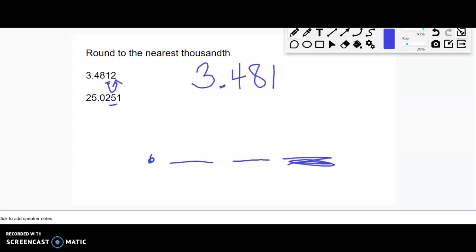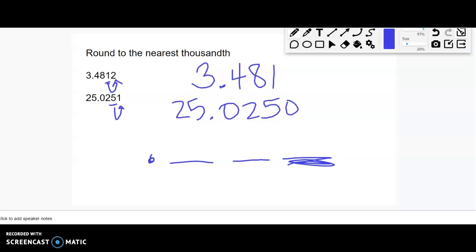All right, 5 is in my thousandths. Looks next door at my 1. My 1 tells me stay the same. So 5 stays the same. Everything in front stays the same. Oh, 25 and 25 hundredths. Didn't even realize I did, or thousandths. Or I could put a 0 afterward.